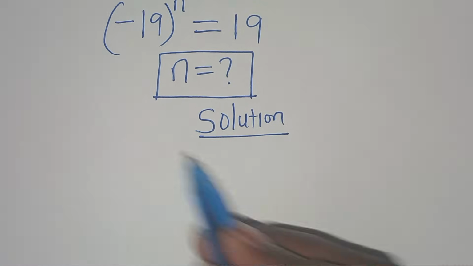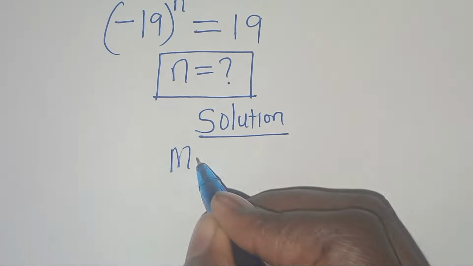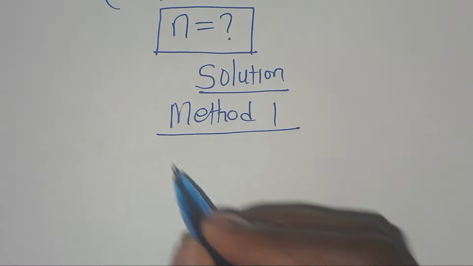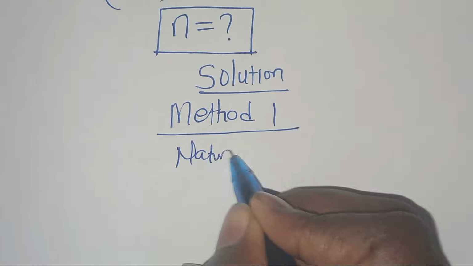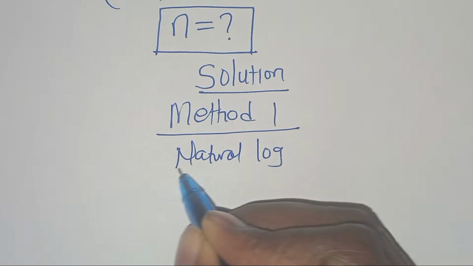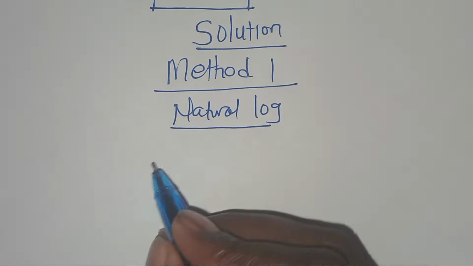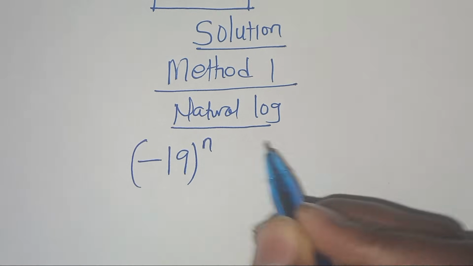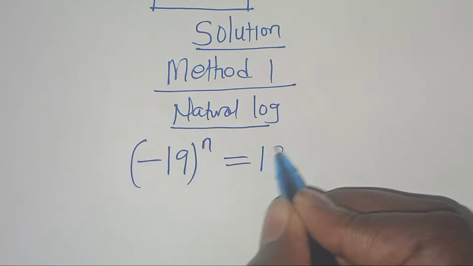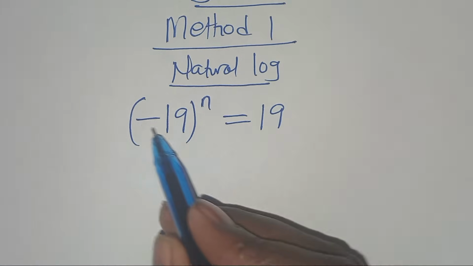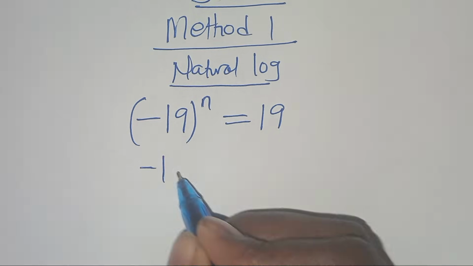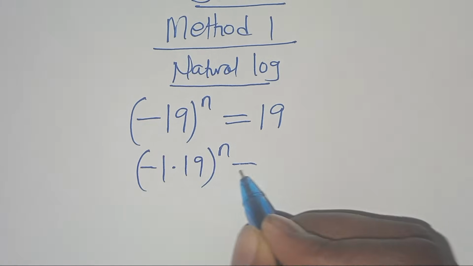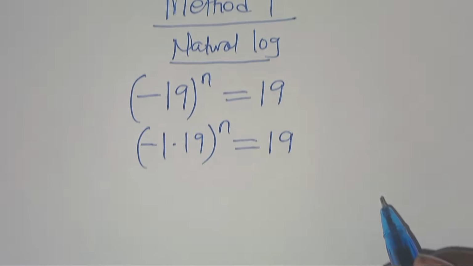So we're going to apply two methods here. We have method 1, which is by applying the natural log. So we have (-19) raised to the power of n equal to 19. We can express -19 as (-1 times 19) raised to the power of n, equal to 19.